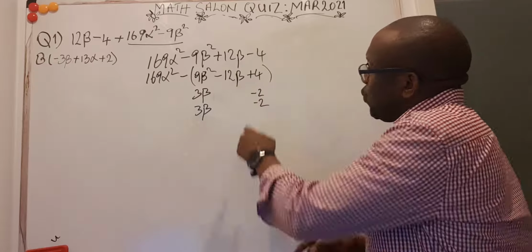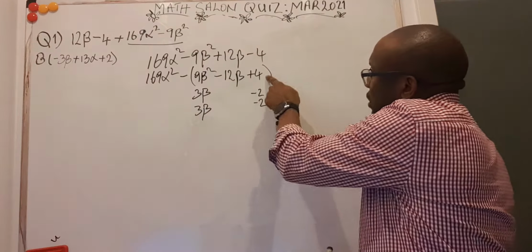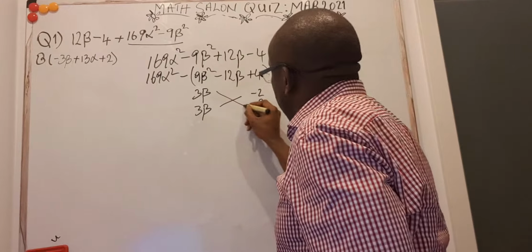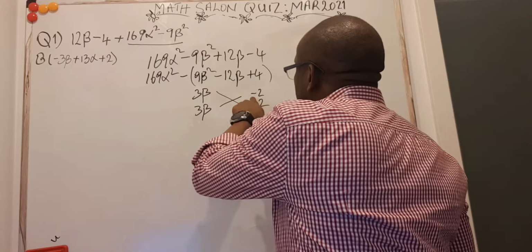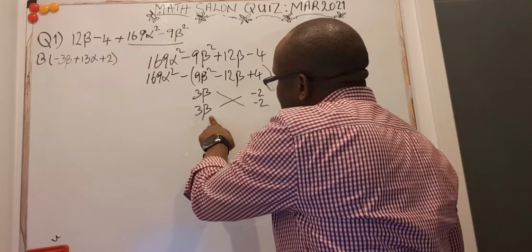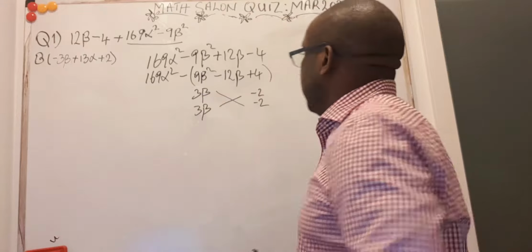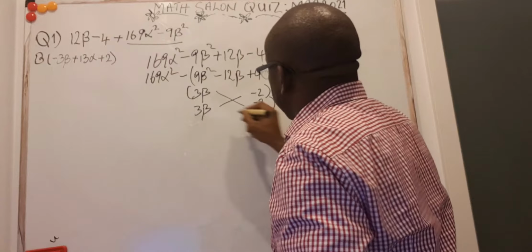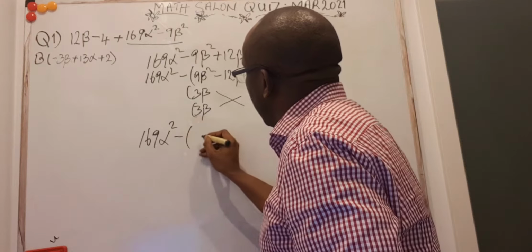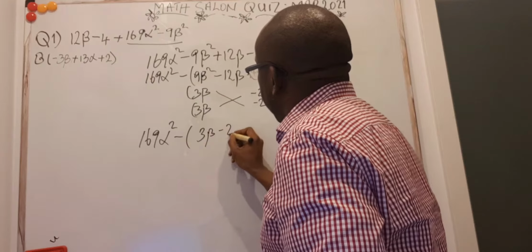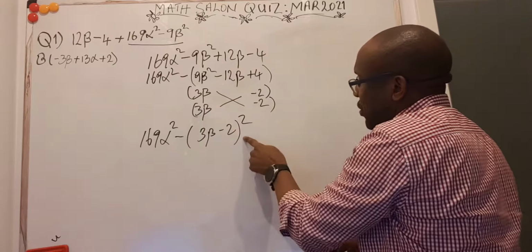It could be plus 2, but because I have minus, I have to choose factors that work. Minus 2 times minus 2 is plus 4. And I can check that that is true, minus 2 times 3 beta is minus 6 beta. Minus 2 times 3 beta is minus 6 beta. Minus 6 beta minus 6 beta is minus 12 beta. So it means these are my factors, these two here. So I can write this now 169 alpha squared minus (3 beta minus 2), all that squared, because it's 3 beta minus 2, one and the other. This time that squared.